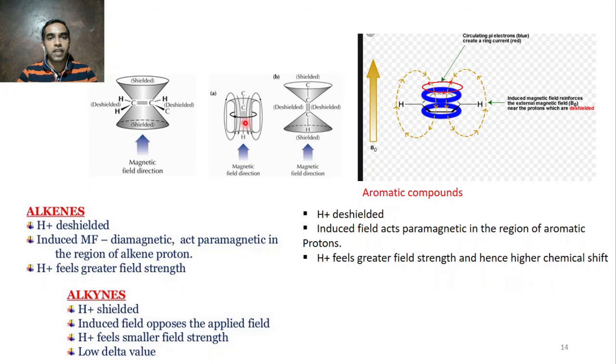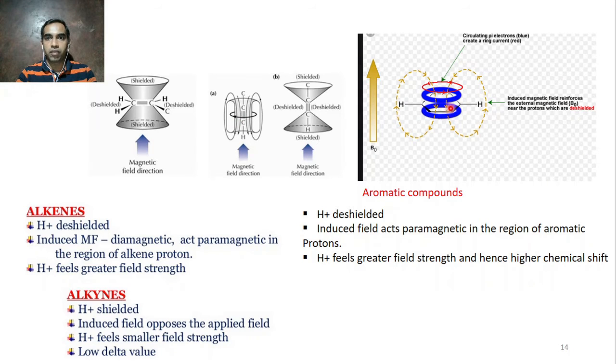So this is in the case of alkynes. The ones which are in the line are getting shielded. Here they are getting de-shielded. So because protons will fall here, they are getting shielded. So this is getting upfield. So this is the magnetic field direction. This is what happens in case of alkynes.